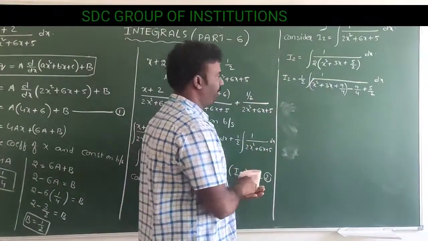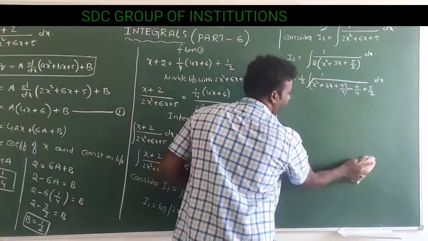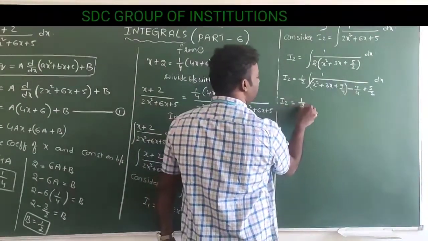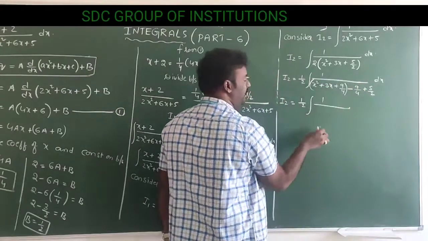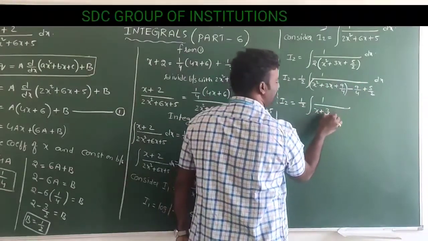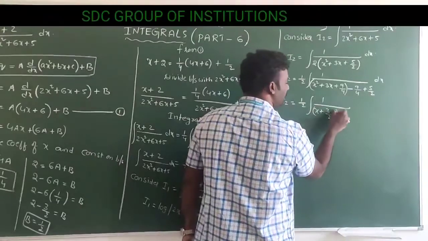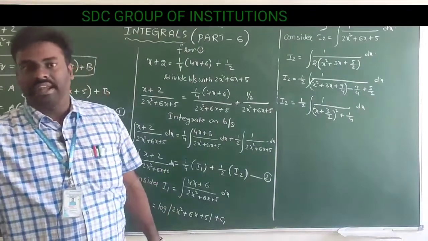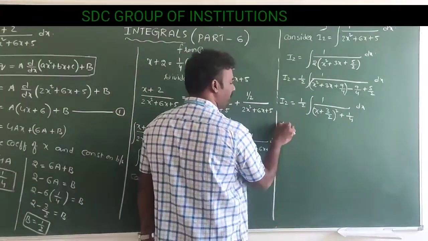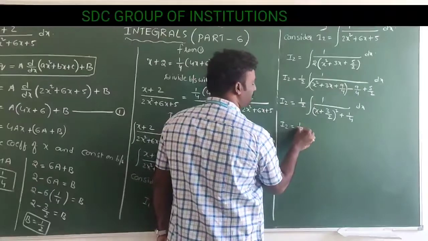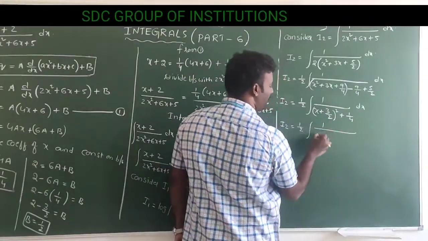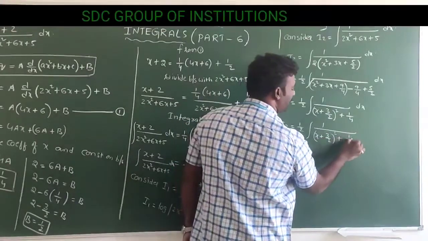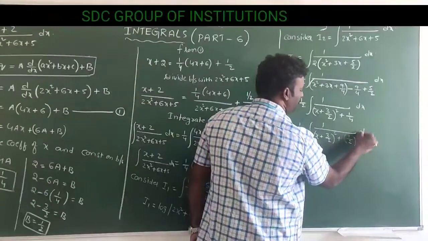Okay. Now listen. I2 can be written as 1 by 2 into this total term, which can be written as (a plus b) whole square, that is nothing but (x plus 3 by 2) whole square plus 1 by 4. Again 1 by 4 can be written as (1 by 2) whole square. Then I2 is equal to 1 by 2 into integral 1 by (x plus 3 by 2) whole square plus this 1 by 4 can be written as (1 by 2) whole square.